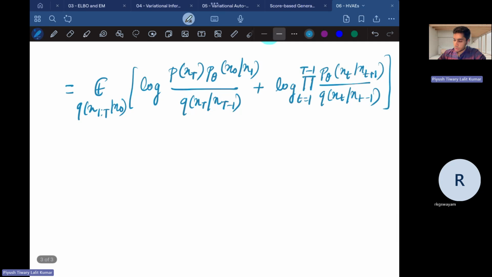Right. Once you have written it like this, you can further simplify this thing, so you have the expectation over q of x1 to t given x naught.